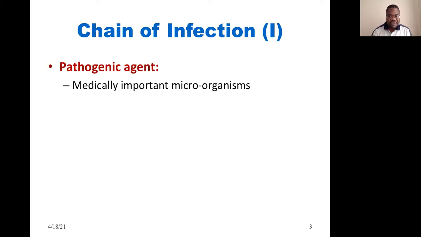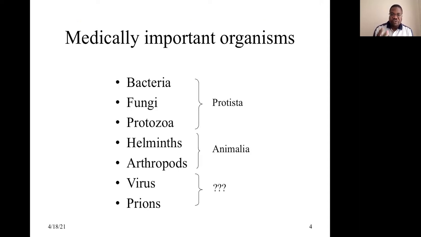So the first element we said is a pathogenic agent. You need a microorganism, a bacteria, a virus, or a parasite, or a fungus, or anything. Those pathogenic agents are medically important microorganisms. Those are microorganisms that are capable of causing infection. They are the first element of the chain, because if they are not there, then there will not be an infection. So what are those medically important microorganisms?